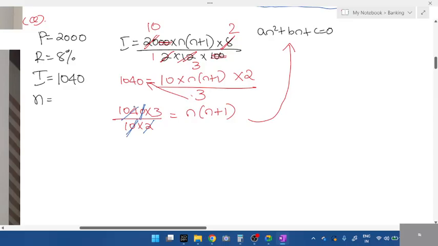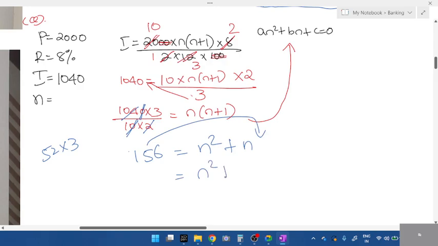54 or 52? 52 into 3. How much is 52 into 3? 156. Open this bracket. n into n is n. Now when you rearrange, shift this: plus 156 goes to the other side, becomes minus 156. This side it is vacant, right? It's 0. Rearrange this, students.